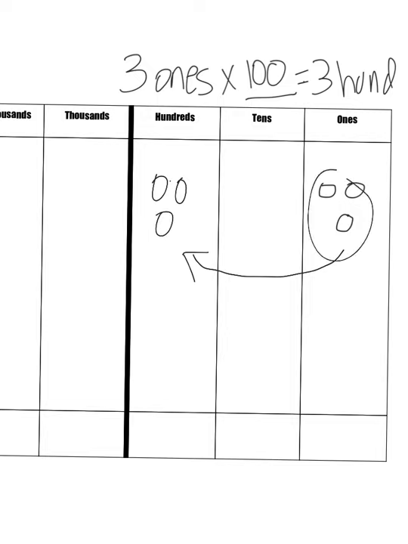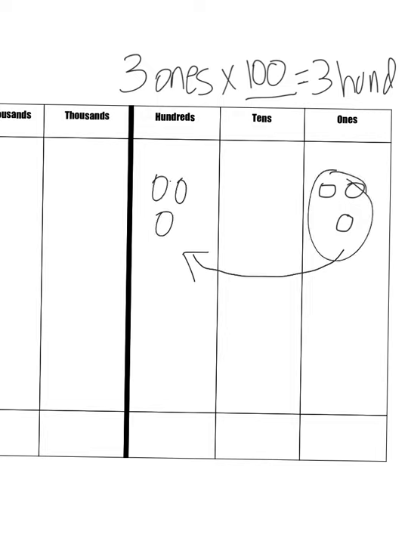Well, of course, that's going to be 100. Because instead of doing times 10 and then times 10 again, we can just go all the way from the ones straight to the hundreds place. Okay? And then we will now have our 3 hundreds.